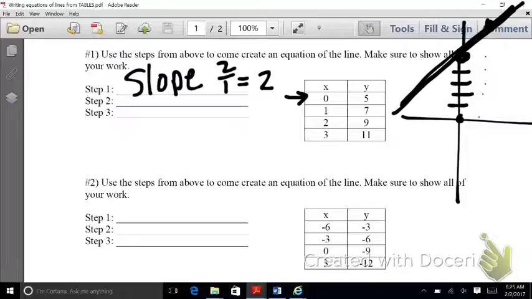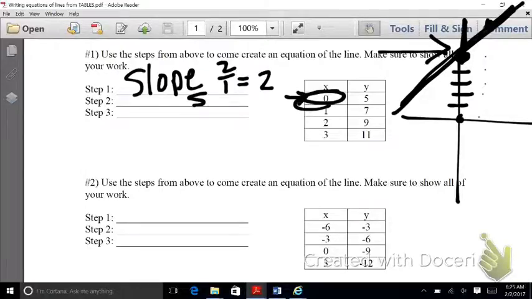You can kind of see it's going to go sort of in this direction. Well, where does it cross the y-axis? It crosses right there at the 5. So the y-intercept, again, is whatever y equals when x equals 0. So the y-intercept, step 2, is 5, because this little graph is going to cross the y-axis at 5.